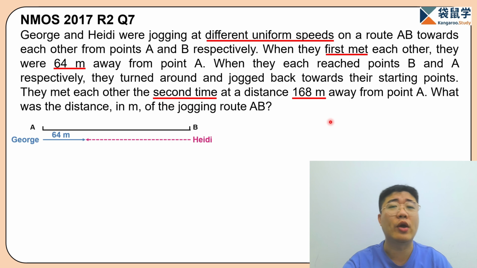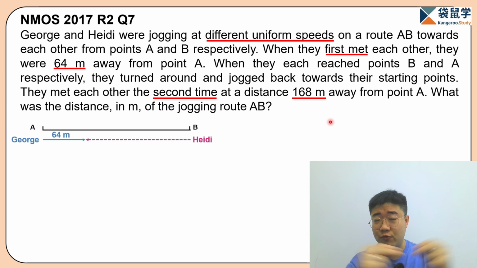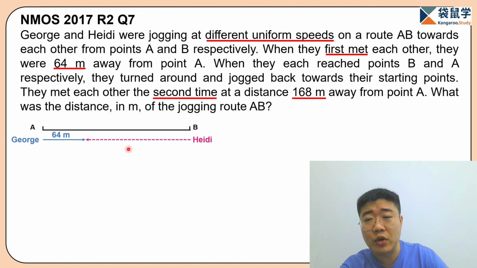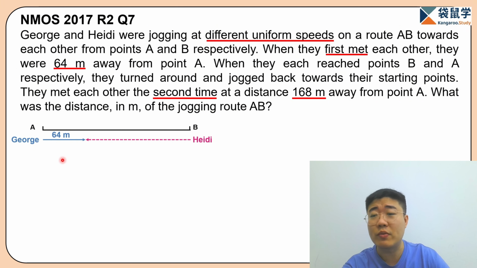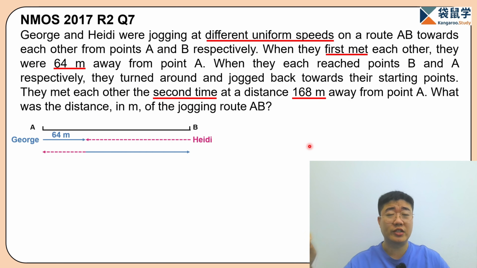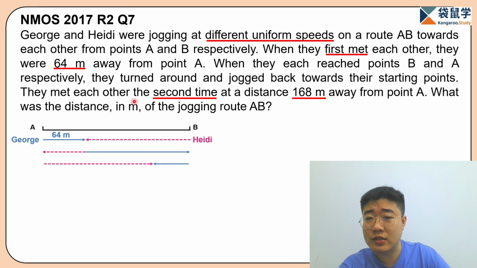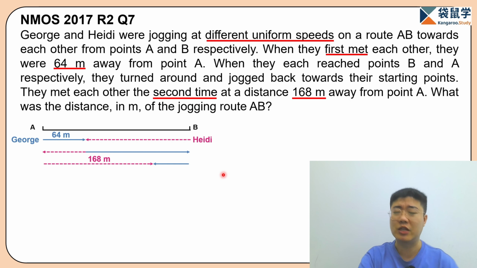At first, George traveled 64 meters when they first met each other. Then after that, they didn't just stop there, they will continue to travel. So George traveled towards the point B and Heidi traveled towards the point A. So let's draw it here. Then after they reach the points A and B, they are going to turn around. So let's draw it now. When they have turned around, the second meeting is at a distance 168 meters away from A. So we can label in the diagram, this part is 168 meters.